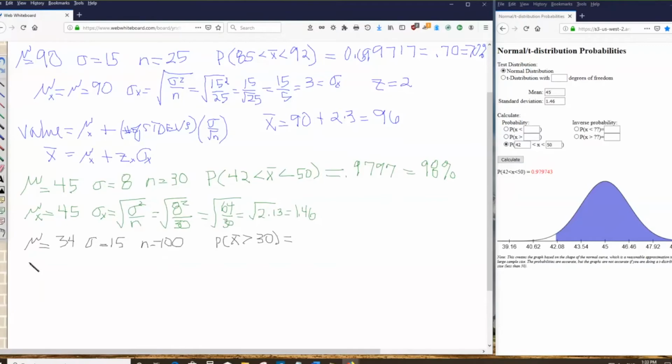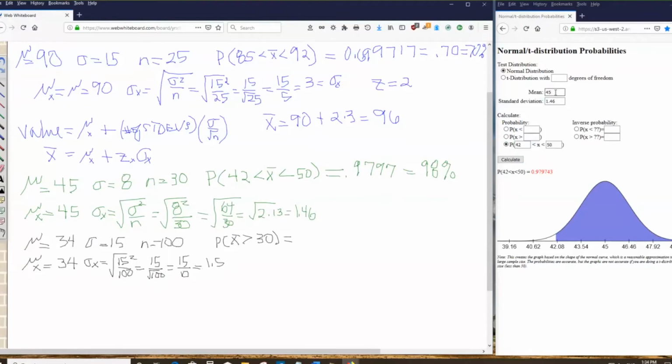So once again, we want to get the mean of the sample. It's going to be the same as the mean of the original, so that's 34. The standard deviation of the sample is the square root of the original standard deviation squared divided by n. So that's going to give me a standard deviation of 1.5.